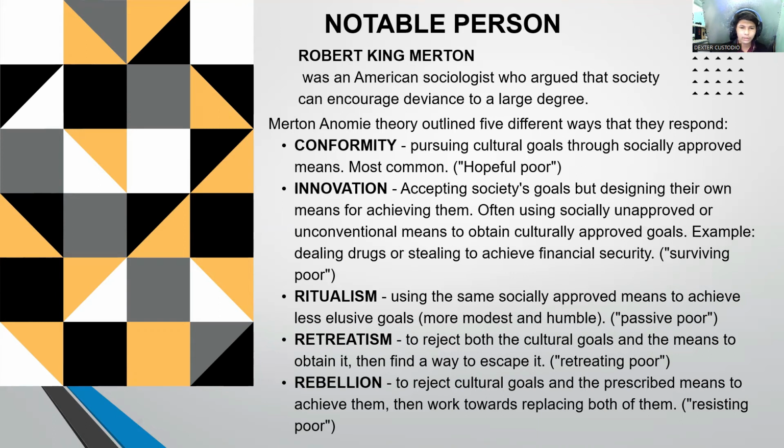Fourth, retreatism: to reject both the cultural goals and the means to obtain them. They find a way to escape it, the retreating poor. And the last, rebellion: to reject cultural goals and the prescribed means to achieve them, then work towards replacing both of them, the resisting poor.